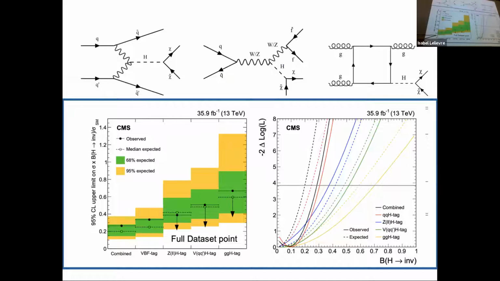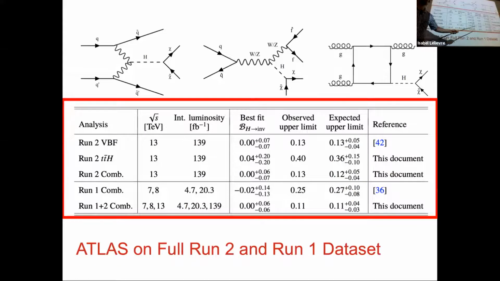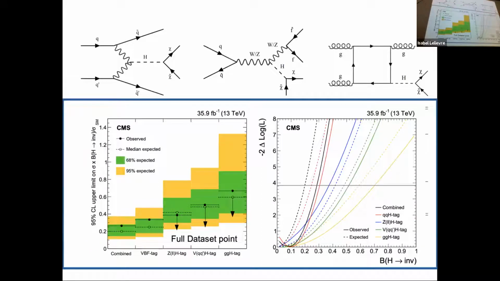I'm sorry, we're not publicly at 10. ATLAS is at 11. ATLAS is public. They're ahead of CMS in this one. But I can tell you in a few months, we'll be at 10. So this 10 is the proper observed upper limit.